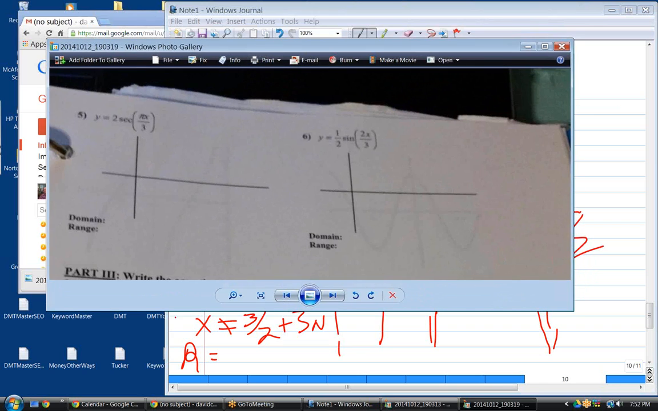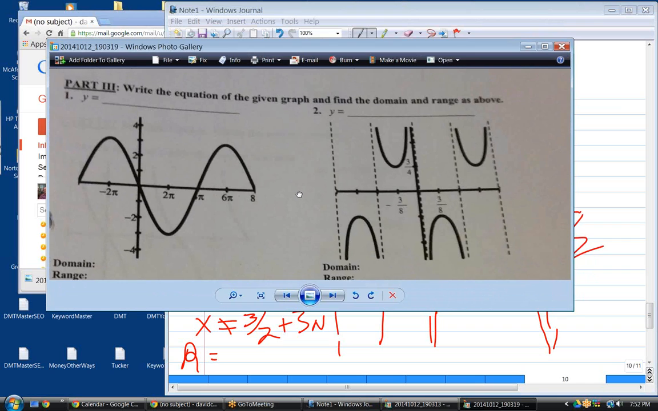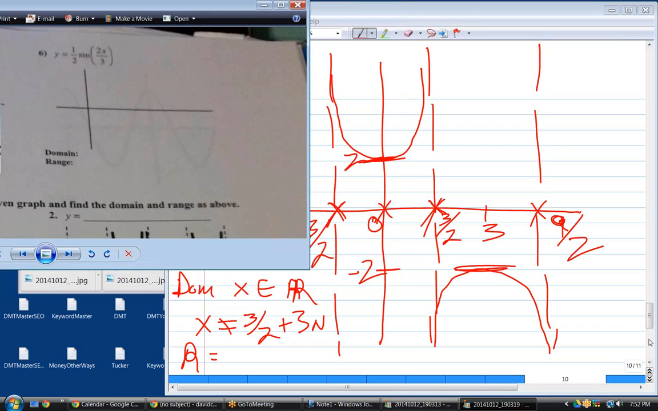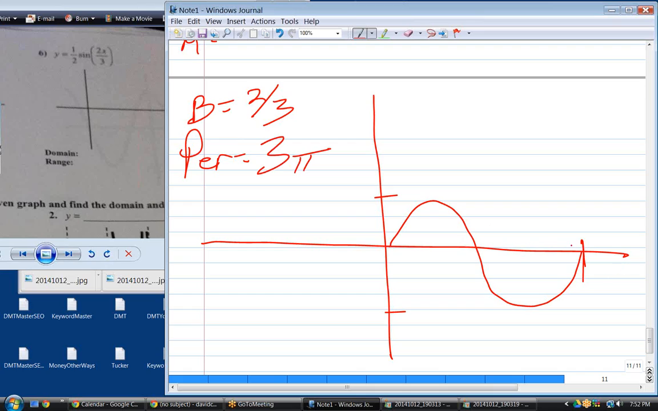And you want to go back to the first one? Oh, you want to go to this one here? Yeah, we never finished 6. Oh, sorry. I got caught up finishing 5. Okay. So what's the B is 2/3, so my period is what? 3 pi. That means all I have to do is label that 3 pi. And label this what?